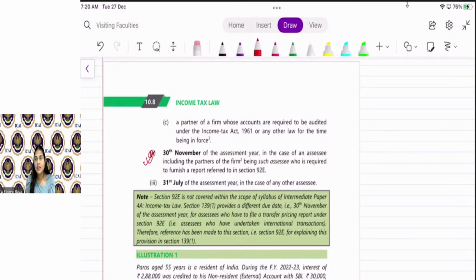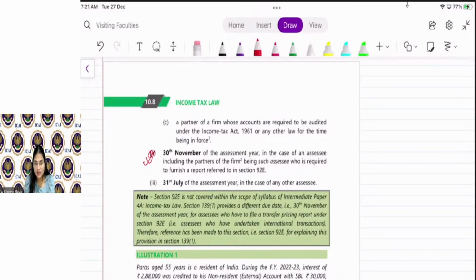Why? Because at the time of audit, the profit of the firm is fixed and finalized. So after finalization of the firm's accounts, the partner will come to know how much share of profit he will get from the firm. As a partner, you have to report in your return of income the share of profit from the partnership firm. That's why the due date for a partner of a firm whose accounts are required to be audited under the Income Tax Act or any other law is also 31st October.